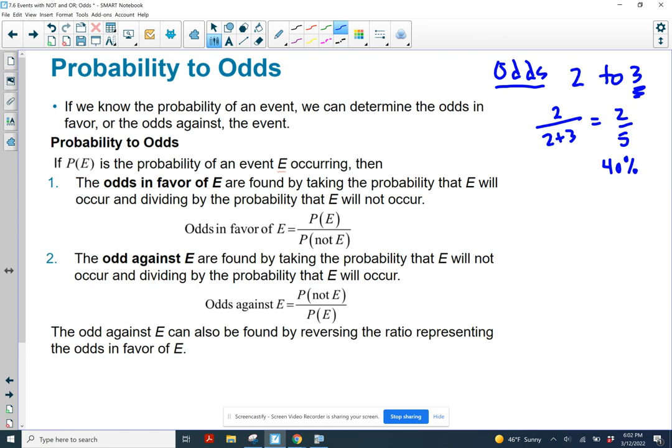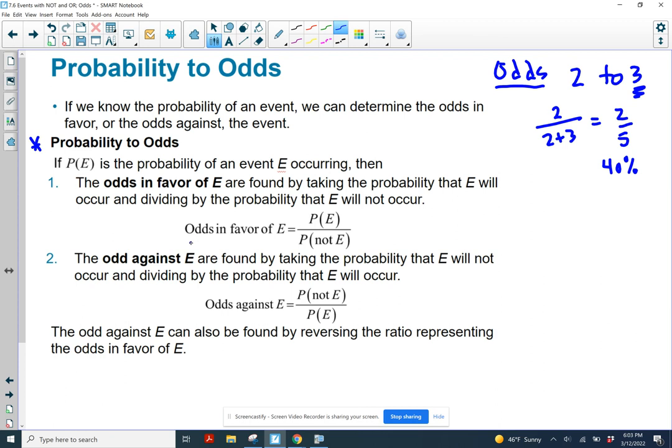Okay, let's go through the notes here, and it will explain it as well. If we know the probability of an event, we can determine the odds in favor or the odds against the event. So probability to odds, and then we'll do odds to probability. P of E is the probability of event E occurring. We've been using that notation. Then the odds in favor of E are found by taking the probability that E will occur and dividing by the probability that E will not occur.